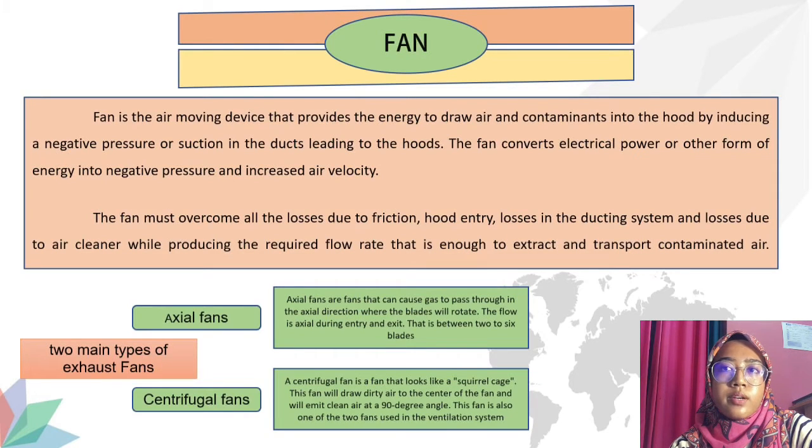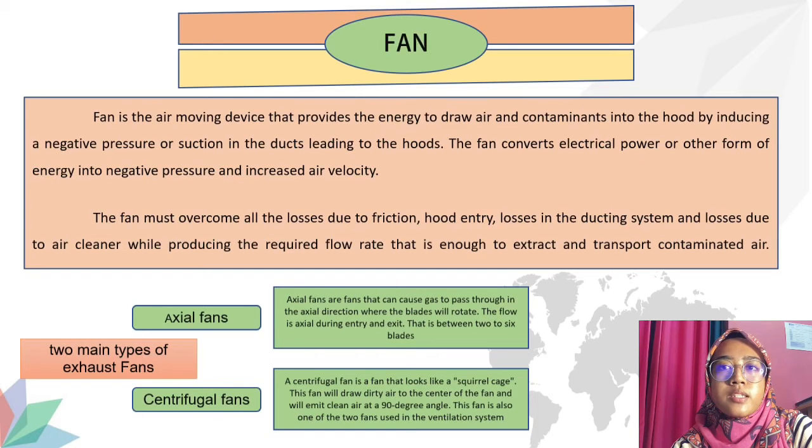Fan is the air-moving device that provides the energy to draw air and contaminants into the hood by inducing a negative pressure or suction in the ducts leading to the hoods. The fan converts electrical power or other forms of energy into negative pressure and increased air velocity. The fan must overcome all the loss due to friction, hood entry, loss in the ducting system, and loss due to the air cleaner, while producing the required flow rate that is enough to extract and transport contaminated air.